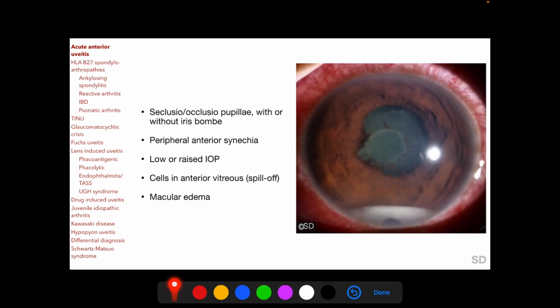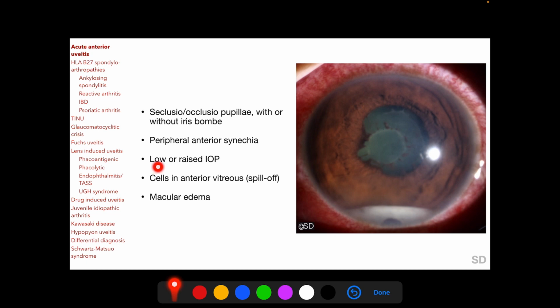Seclusio or occlusio pupillae can occur with or without iris bombe. In seclusio pupillae, the entire 360 degrees of the pupillary margin is adherent to the anterior lens surface. In occlusio pupillae, the entire pupillary aperture is blocked. Because of seclusio and occlusio pupillae, the pressure of the aqueous in the posterior chamber increases, pushing the iris forward, resulting in iris bombe. And this iris bombe, if chronic, may result in peripheral anterior synechiae.